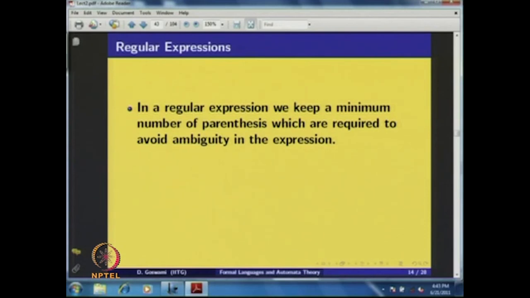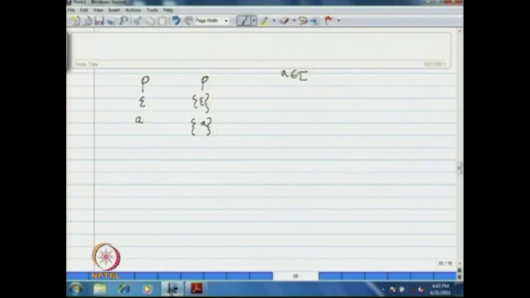In a regular expression, we keep a minimum number of parentheses which are required to avoid ambiguity in expressions. For example, if r plus s t is a regular expression, then actually this represents the language r union s concatenation t. So, in this case we have some precedence rule. Normally Kleene closure has the highest precedence, then we have the precedence for concatenation and then for union.